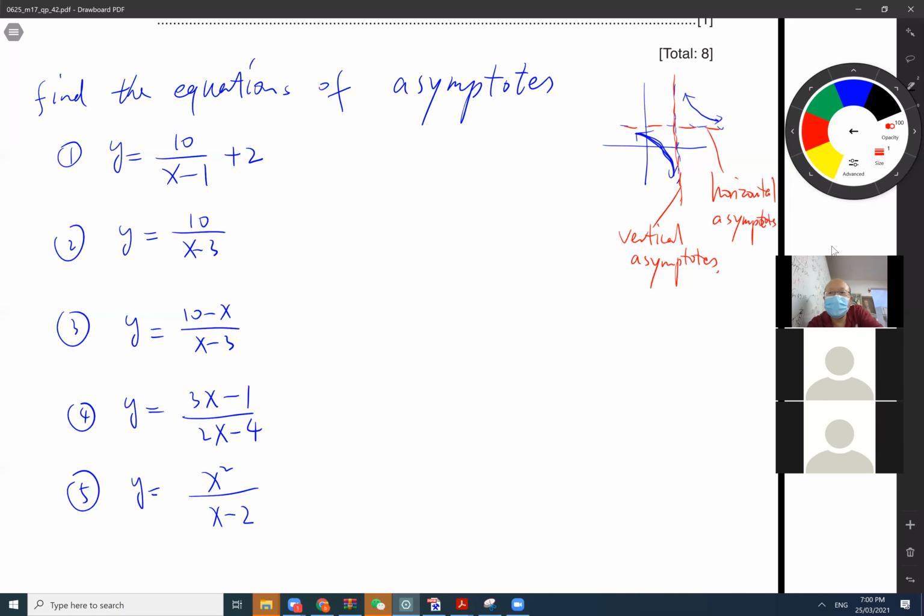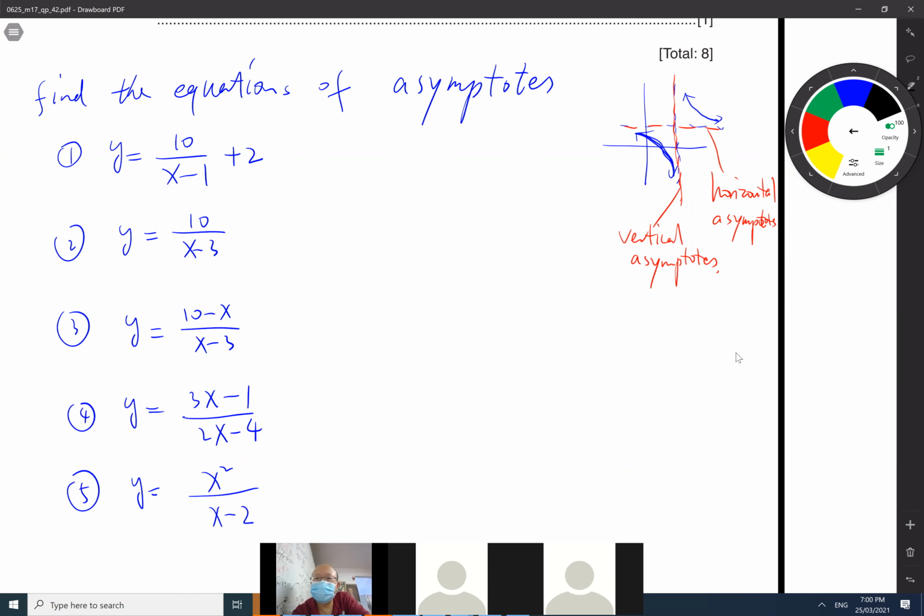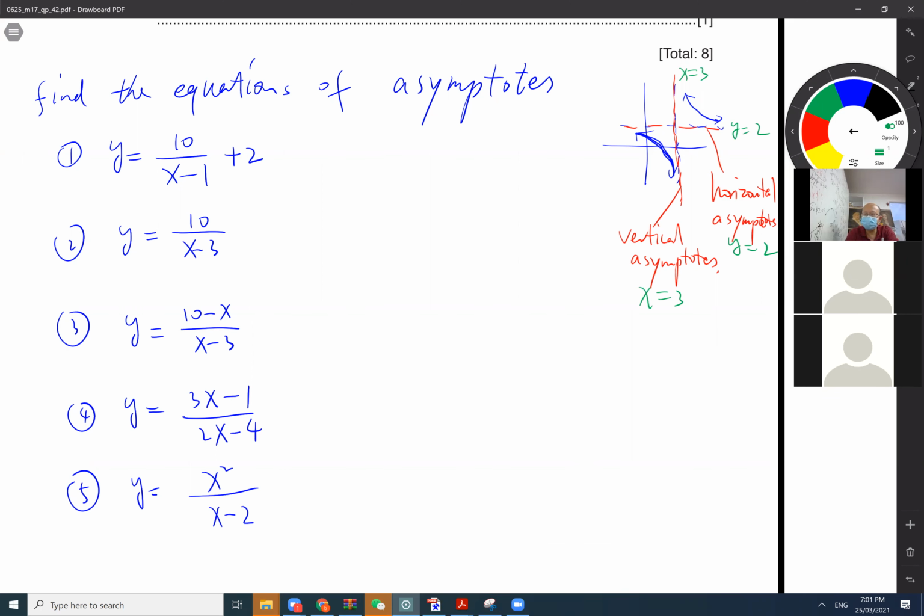For example, if you have this curve, this is y equals 2. This is x equals 3. So the vertical asymptote equation, x equals 3, is a vertical line. y equals 2 is the horizontal line. So we try to find these two lines. Guys, if you have a graphical calculator, you can sketch it like a manual graph.